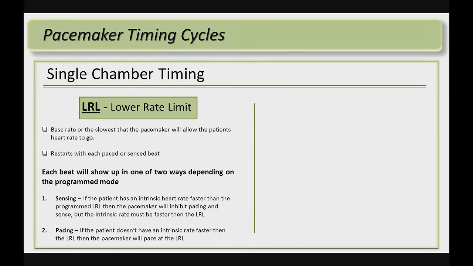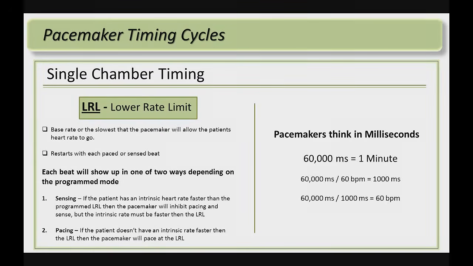Before we go any further, I want to point out that pacemakers think in milliseconds, so we need to be able to convert beats per minute to a millisecond interval. No problem, just a little simple math here. There are 60,000 milliseconds in 1 minute. So if we take 60,000 and divide that by our beats per minute, we would get our time interval in milliseconds. In this example, the beats per minute is 60, so we take 60,000 milliseconds divided by 60 beats per minute, and we get 1,000 milliseconds. We can also do this in reverse. We take 60,000 divided by our timing interval of 1,000 milliseconds, and that will give us 60 beats per minute.